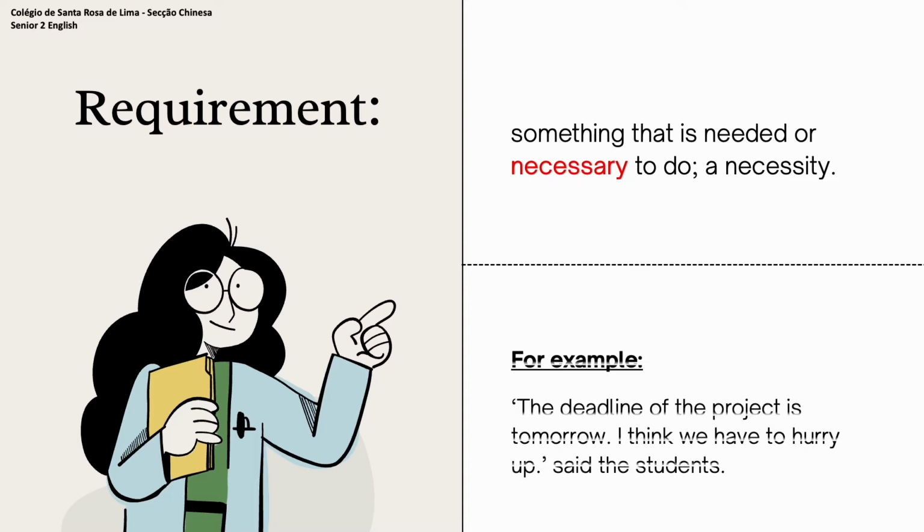For example, the deadline of the project is tomorrow. "I think we have to hurry up," said the students. In here, the students think it is important, it is a necessity for them, to finish the project because the deadline is tomorrow. In here, we call it a requirement.